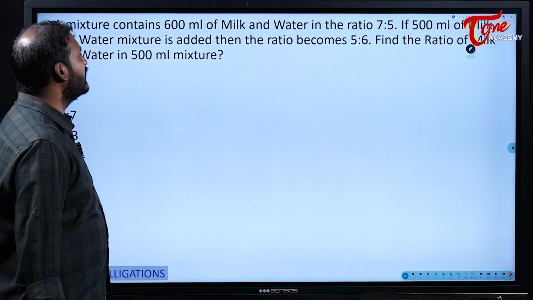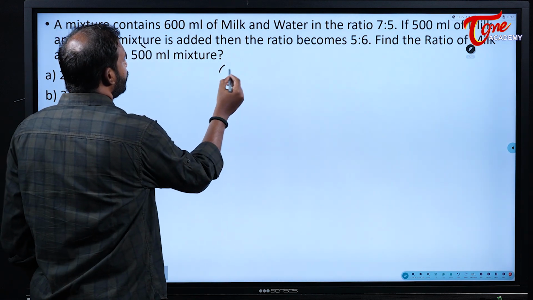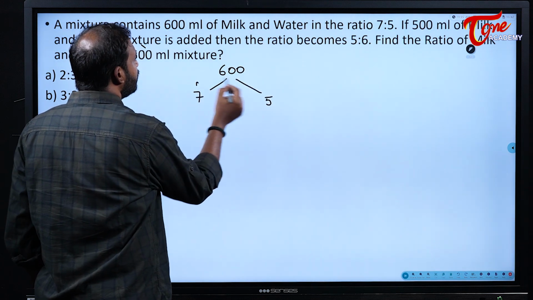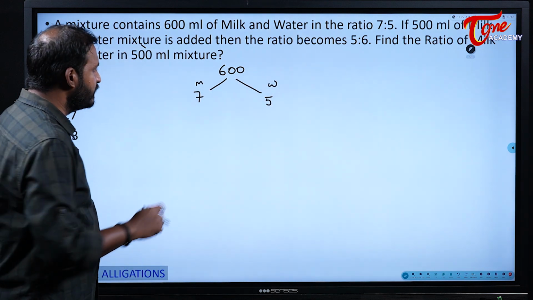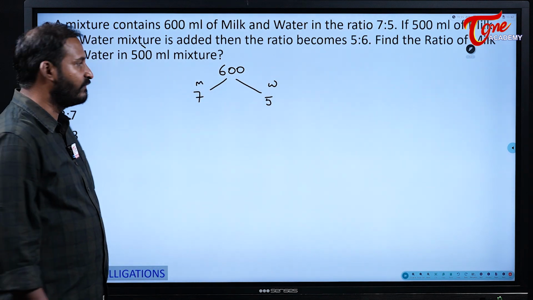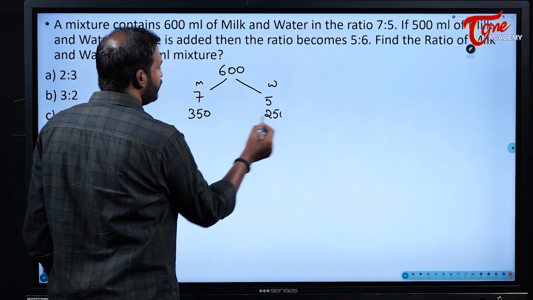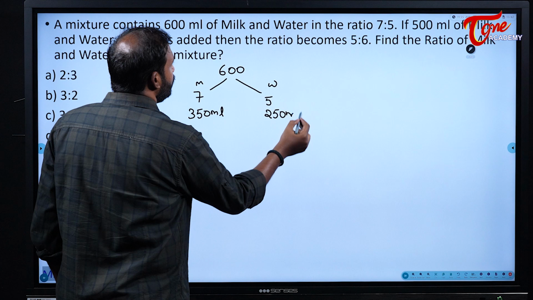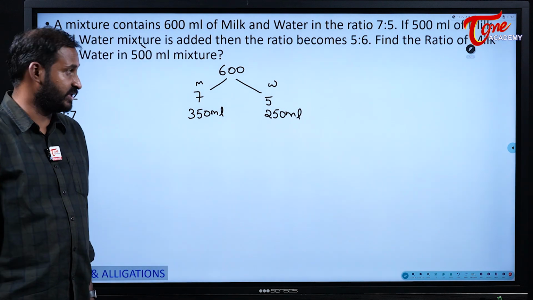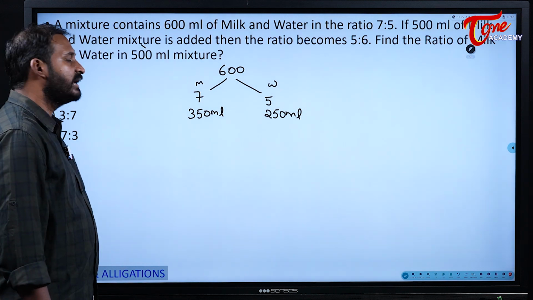Next one. A mixture contains 600 ml of milk and water in the ratio 7:5. That means total how many parts? 12 parts. 600 ml means 1 part will become 50. So 7 parts will become 350, and 5 parts will become 250 ml. Good. If 500 ml of milk and water mixture is added, then the ratio becomes 5:6. Find the ratio of milk and water in the 500 ml mixture.